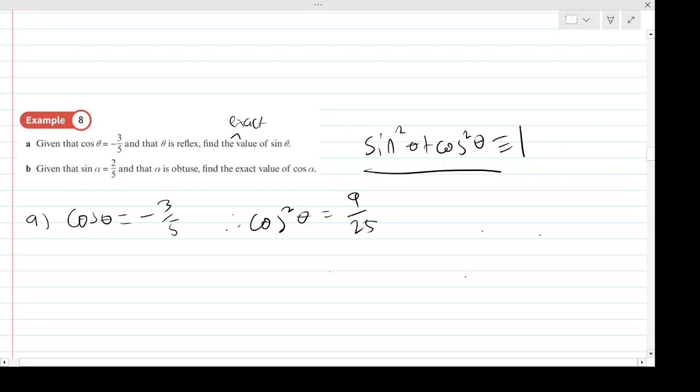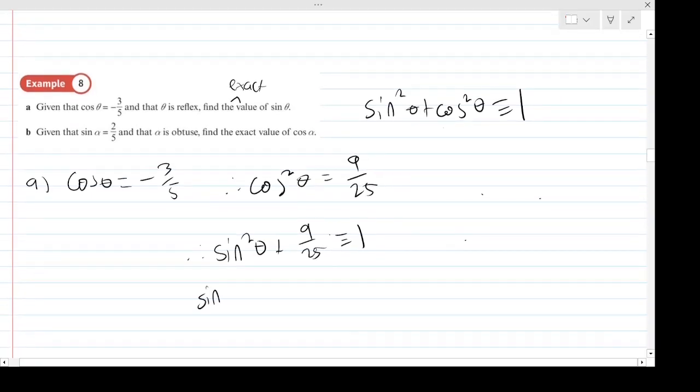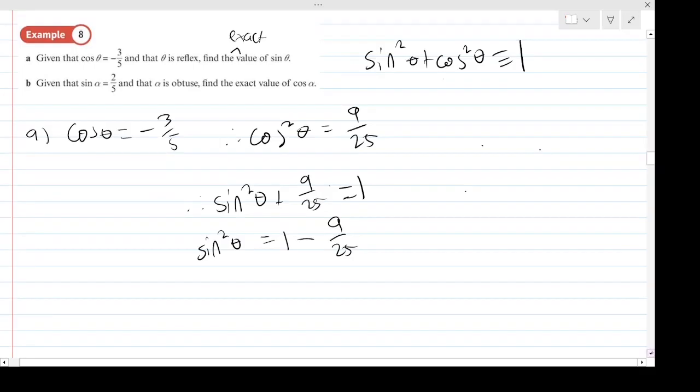Now we can substitute that into here to get a value for sine theta. So sine squared theta add cos squared, which is 9 over 25, is also identical to 1. So then we can say that sine squared theta is going to be 1 take away 9 over 25. If we take away 9 over 25 from both sides, then we get sine squared theta is 16 over 25.